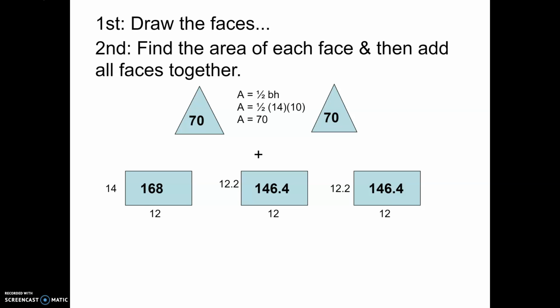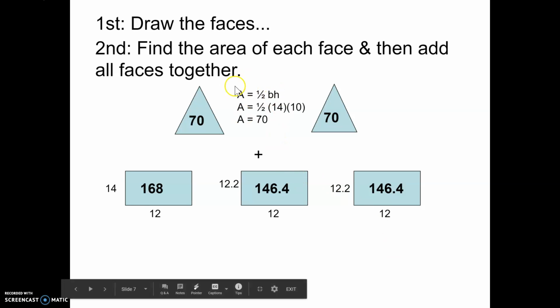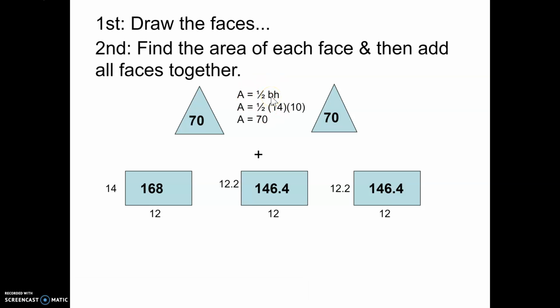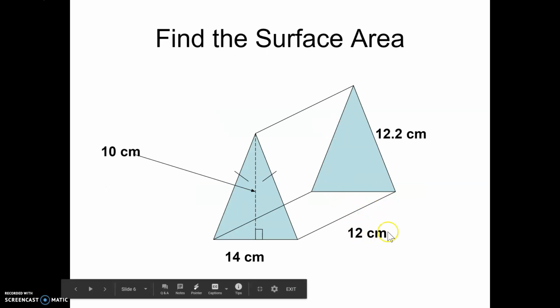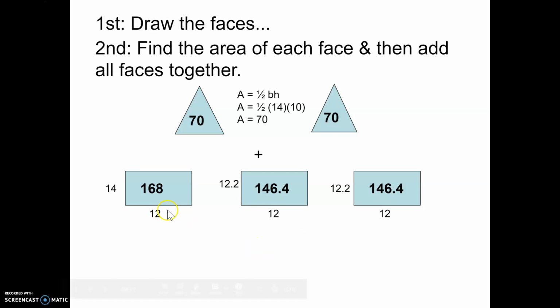Here's what it looks like. Don't forget, write your formula of area of a triangle so you don't forget. It's 1/2 BH. Fill in your numbers. So each triangle is 70. And then, as you remember, I asked what's the one number that has nothing to do with a triangle? It's this leg of 12. So that means every rectangle has a base of 12.